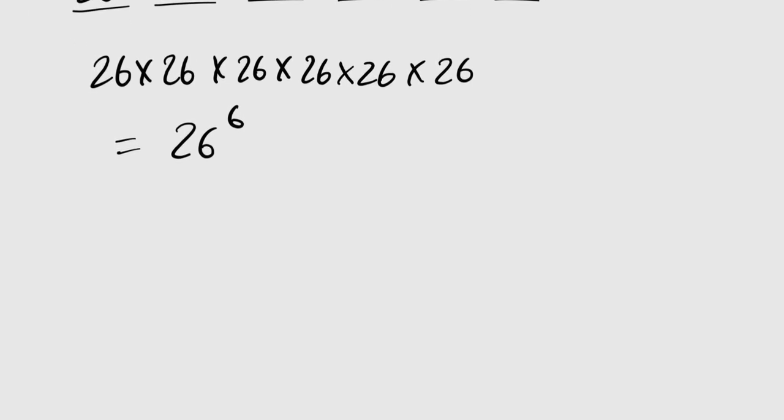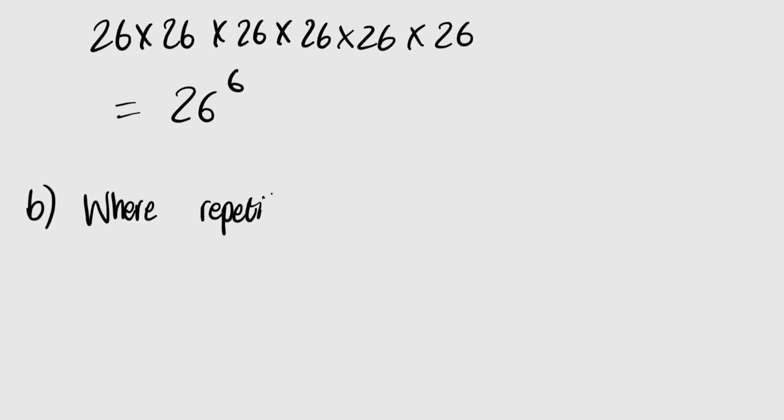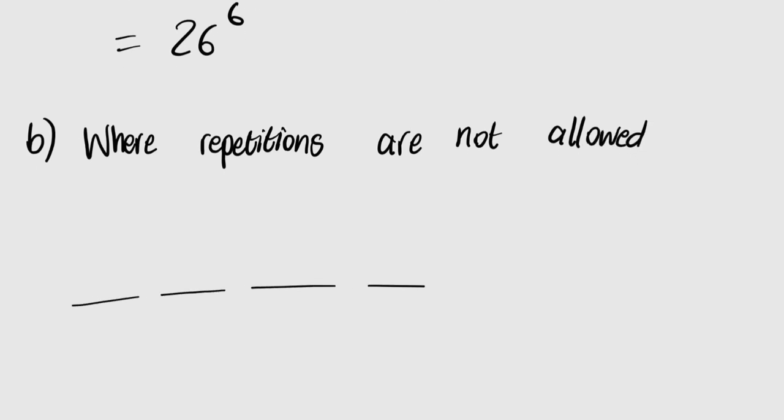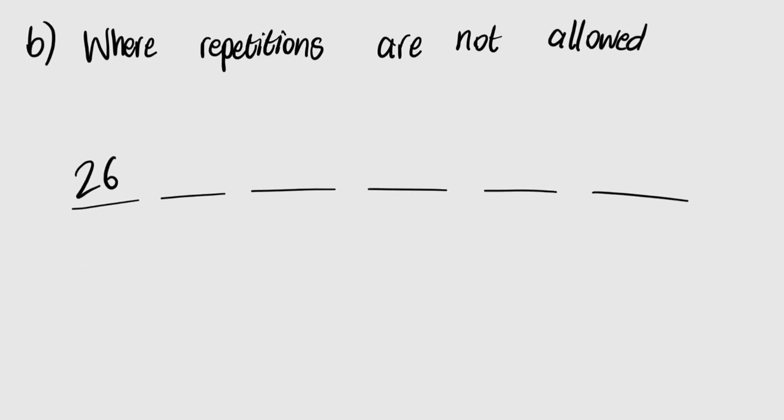And let's say there was another question where they said, I don't know if the English is correct, my bad guys, where repetitions are not allowed. Then there would still be 6 steps. Yeah, let's call them 6 steps. The first one would still be 26, but now since that letter has been used, we can't use it again. So then there's only 25 remaining. Then in the next one, there's 24, then 23, then 22, then 21.